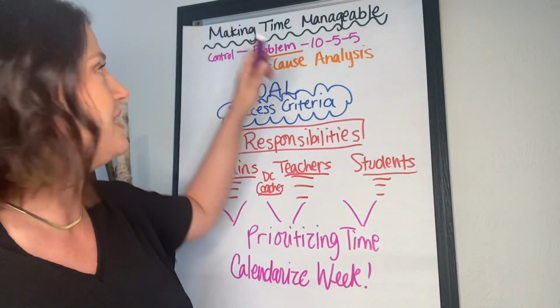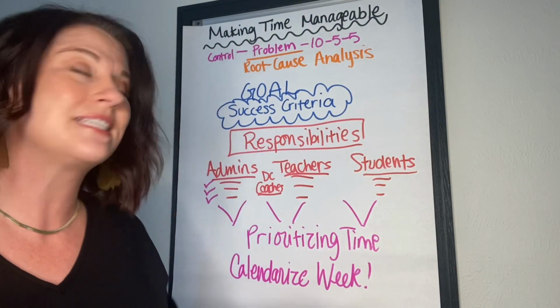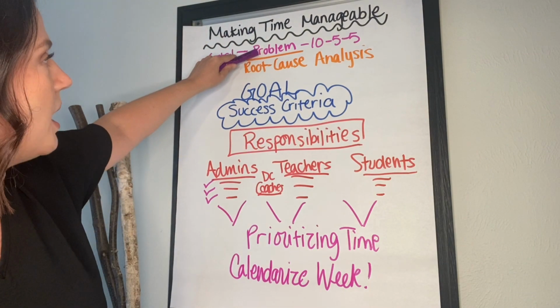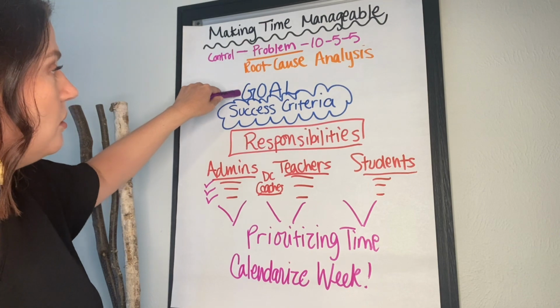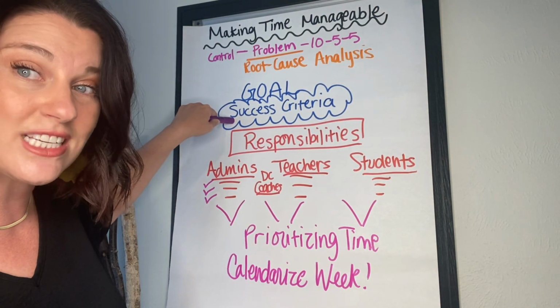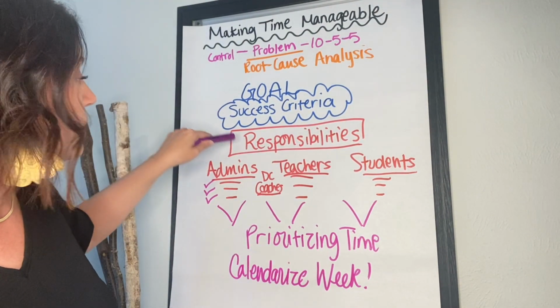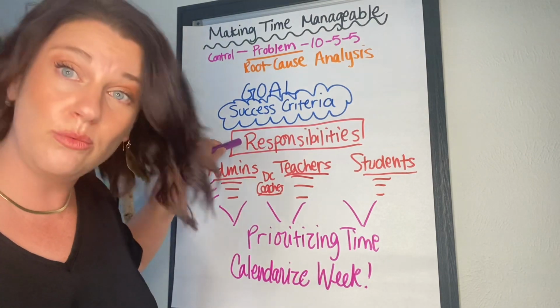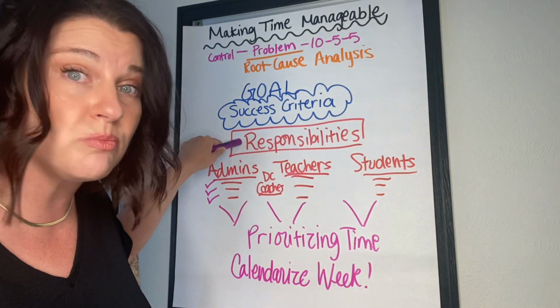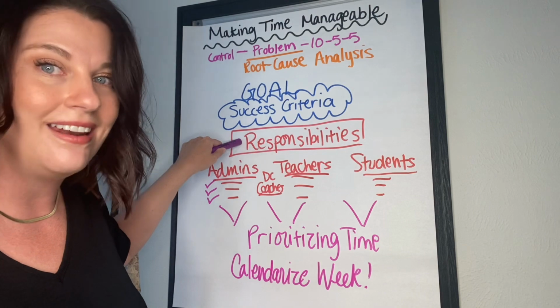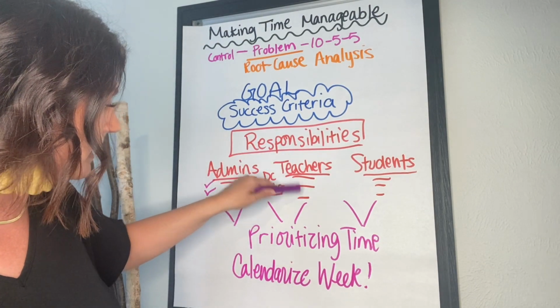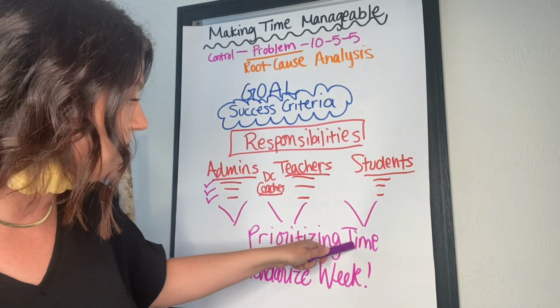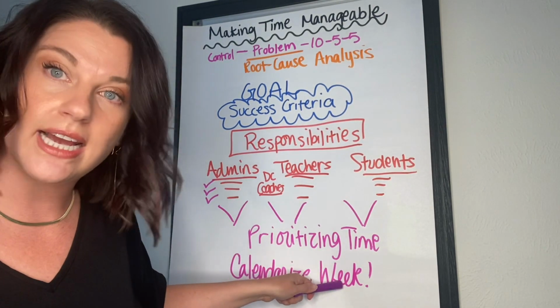Follow these several steps. We are going to identify the problem and the root cause. From that, we're going to create a goal and define the success criteria. Next, we are going to define everyone's responsibilities, all stakeholders' responsibilities, because then, knowing my defined responsibility, I can prioritize my time and calendarize my week.